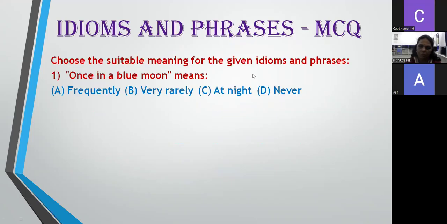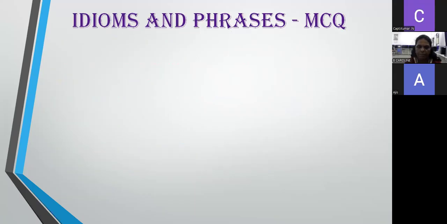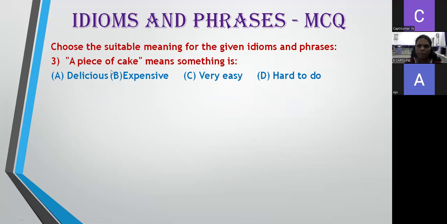Now let's see some of the multiple choice questions, how they could be asked. Once in a blue moon. See, four meanings are given. Which one suits better? Once in a blue moon means very rarely. Under the weather. Under the weather means feeling sick, feeling ill. A piece of cake. A piece of cake means a very easy task.